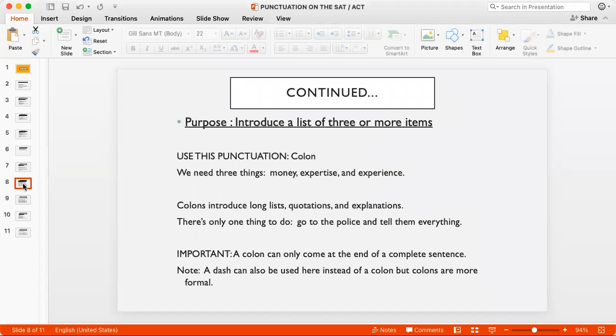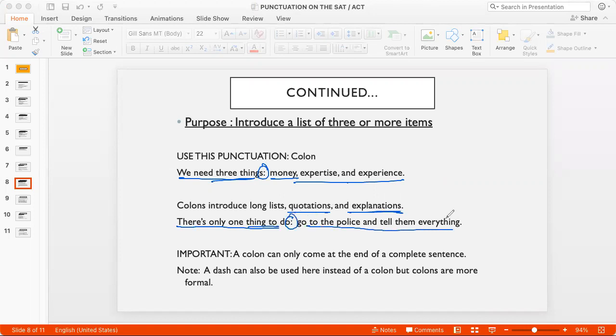Okay, if the purpose is to introduce a list of 3 or more items, then you use a colon. A colon is something quite ingenious, quite flexible, quite versatile. It can be used to introduce a list. We need 3 things: money, expertise, and experience, right? So this is a colon to introduce these 3 things. But they can also introduce quotations and explanations, right? There is only one thing to do. What is that one thing? Go to the police and tell them everything.